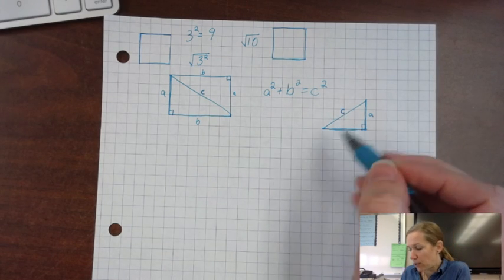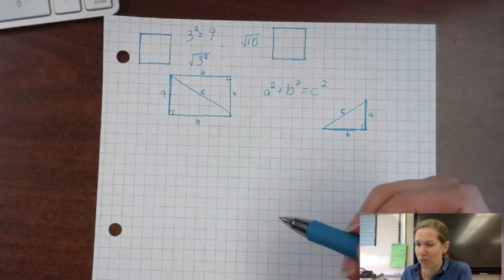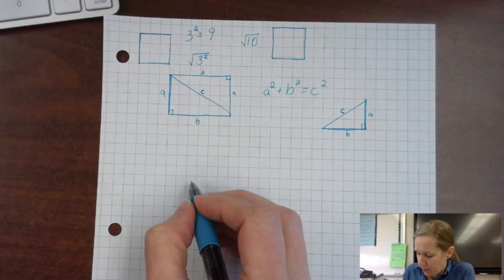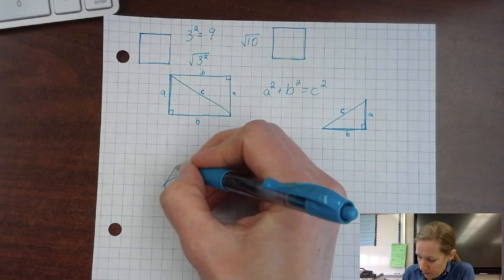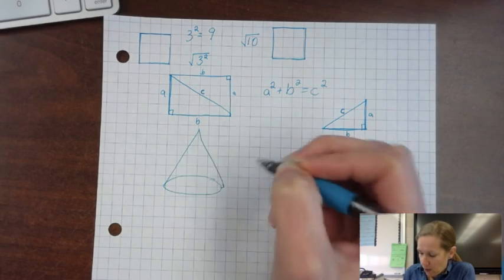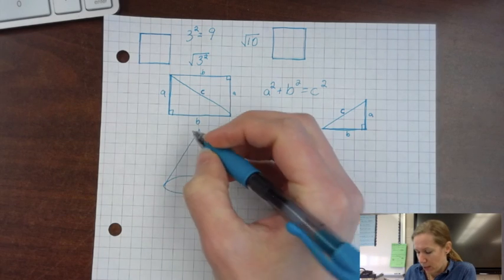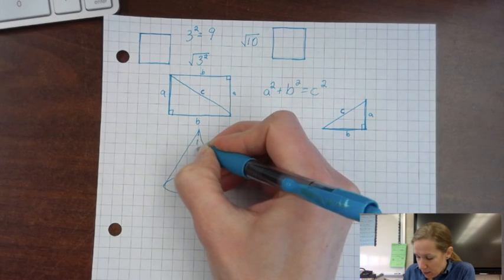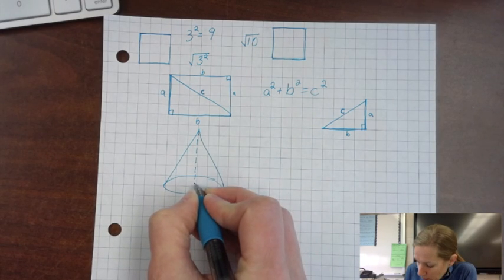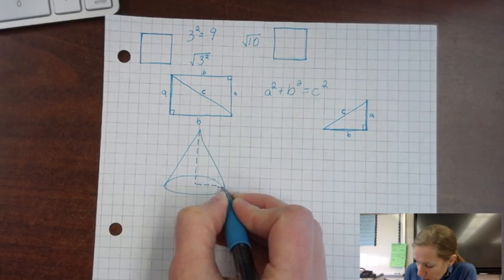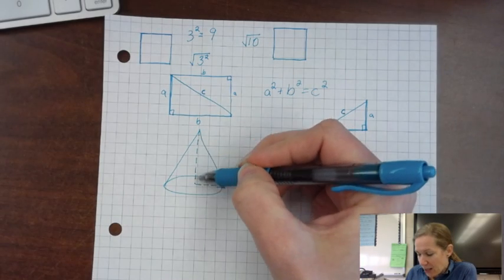Now in class, we've used the Pythagorean theorem with cones. Do you remember having to find the volume of a cone? Well, sometimes when they give you a cone, they'll give you this length here, the side of the cone. What you need for the volume formula is the height of the cone.